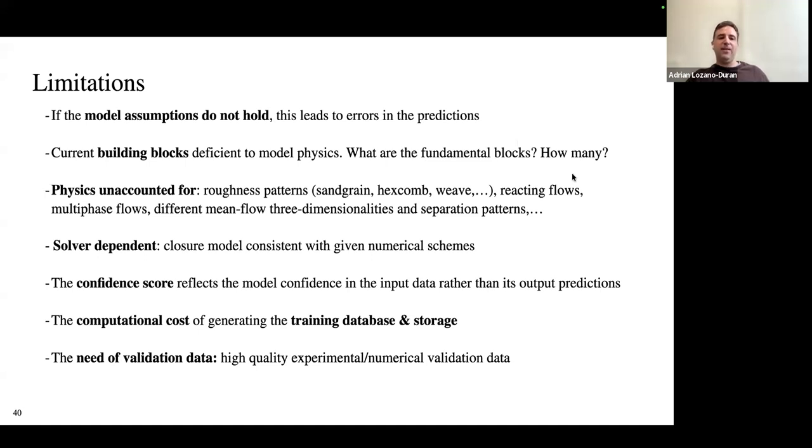So I'm constructing this basis and then I project my solution there. So the question is, how many of these do I need? 1,000, 10,000, a million? Do I need only 10? And those 10 will actually give me a very good prediction.